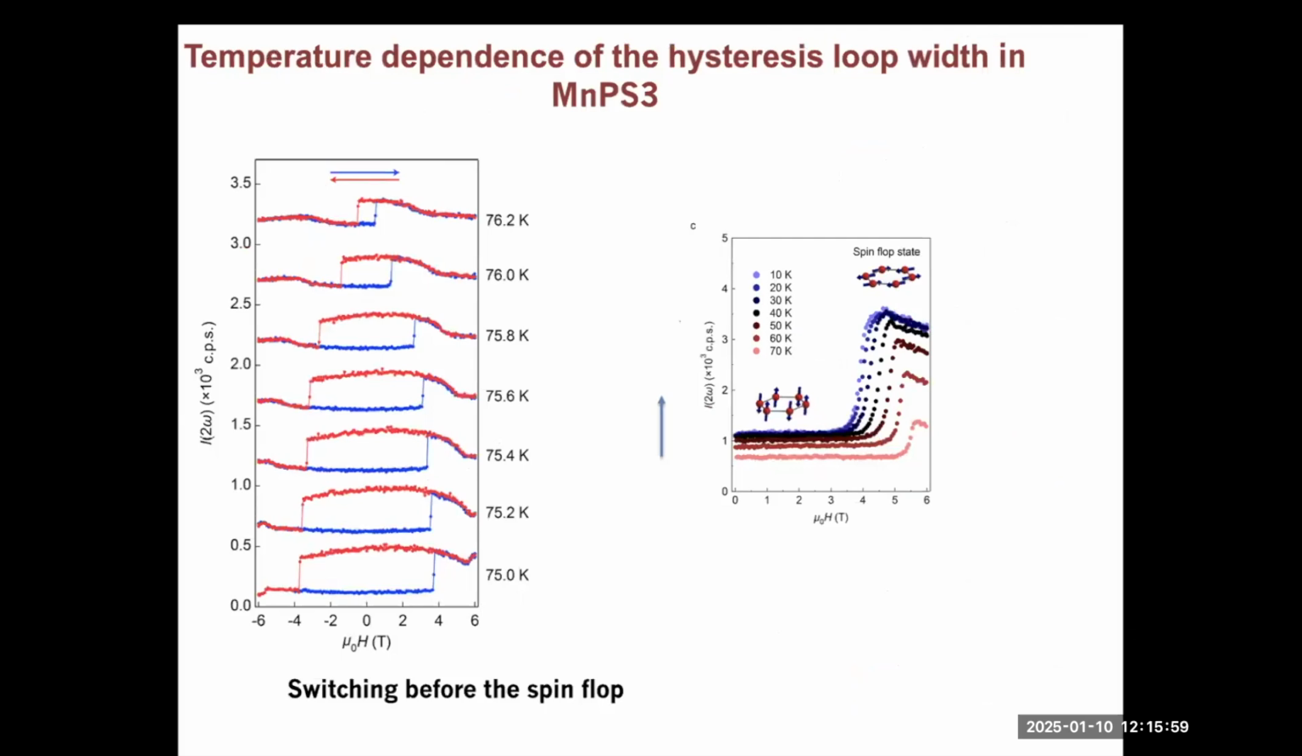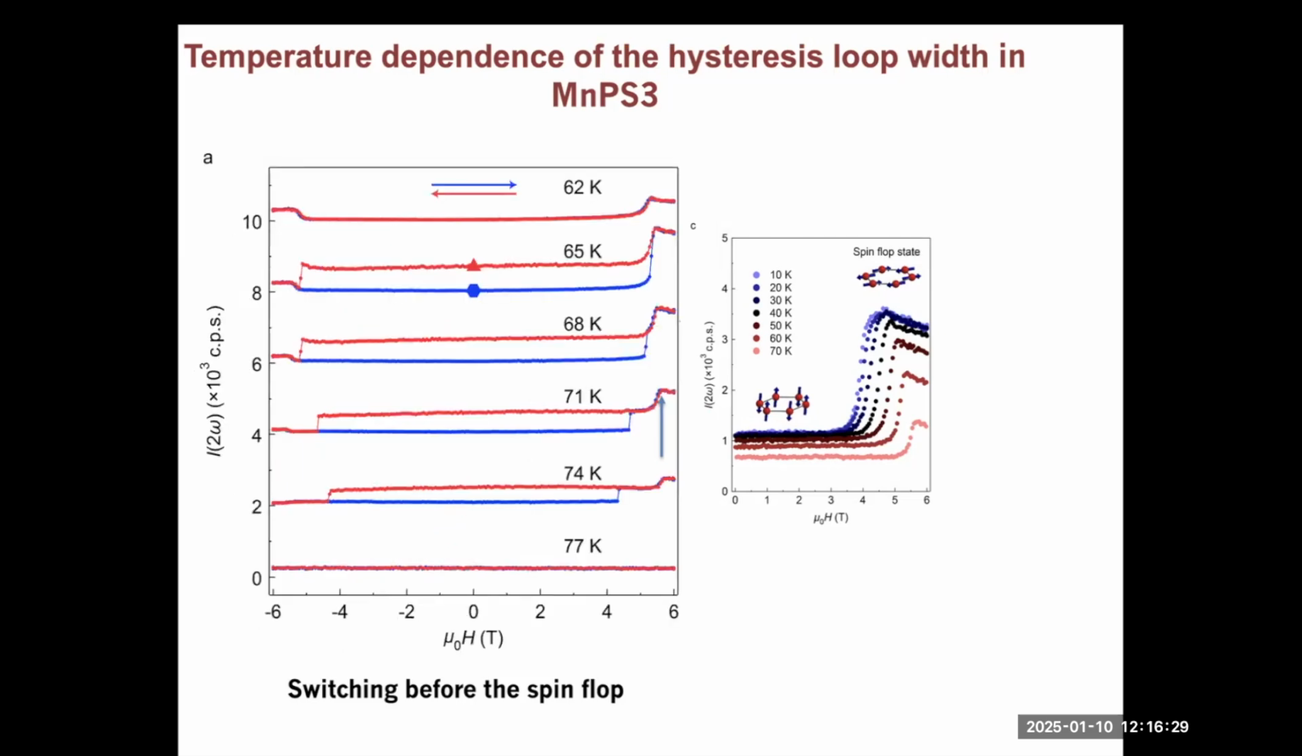But there's still something that we don't understand. First of all, if you look at the spin flop field, when we increase the temperature, the spin flop field increases. But if you look at the hysteresis loop width, when we increase the temperature, it actually decreases. In other words, the temperature dependence of the switching field is not related to the spin flop field. Here you can see it clearly. This is the spin flop field, this is the switching field. It actually switches before the spin flop field.